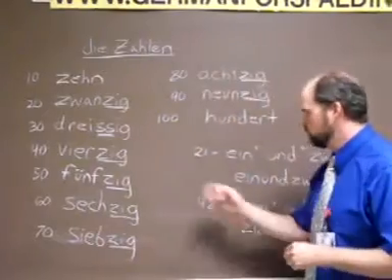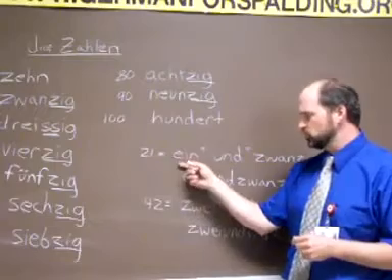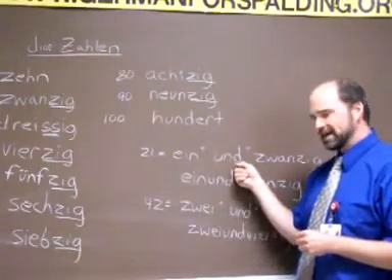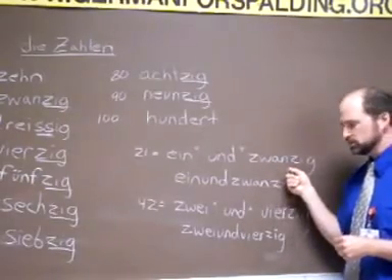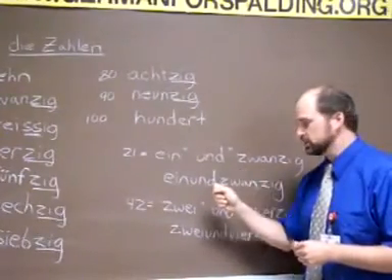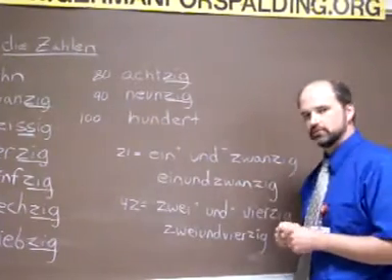So if I had a number like 21, it's really going to be the words ein, which is 1, and then the word for and in German, which is und, and then the word for 20, which is 20. So it's almost like you're saying exactly 1 and 20. Okay? So that's a little bit different from the way we do it in English.